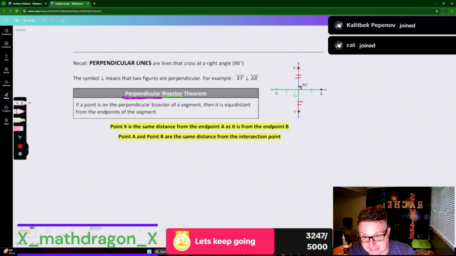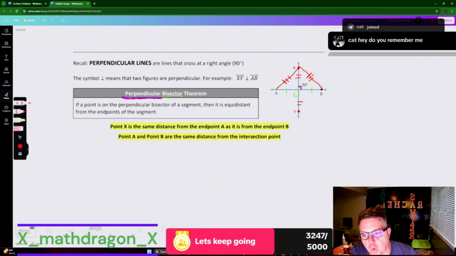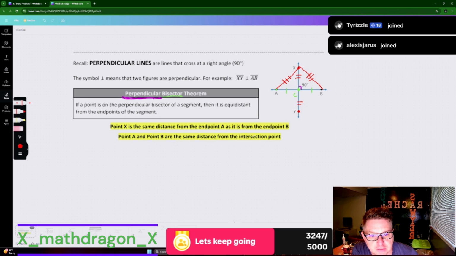So for here, X is the same distance from point A as it is from point B. So they're telling you this distance is the same as that distance. Okay? And points A and B are the same distance from the intersection point, right here at C. So we know this and that. That's what we're doing with our perpendicular bisector.